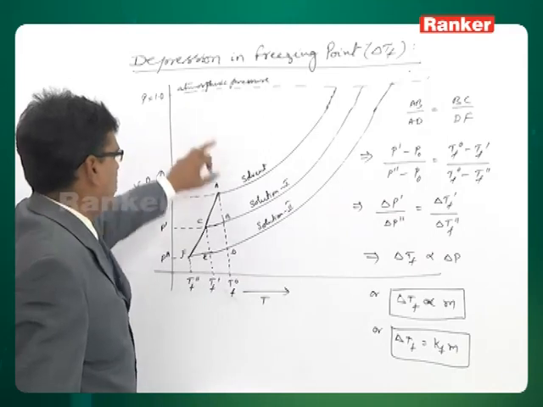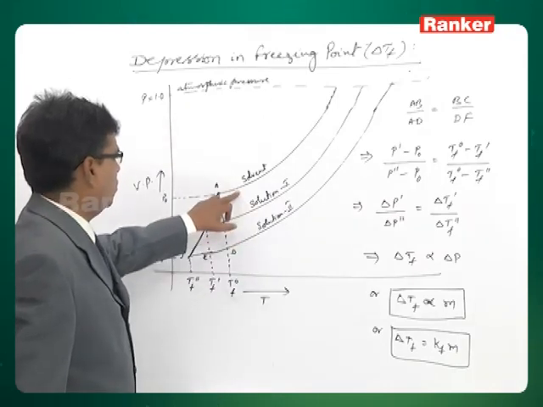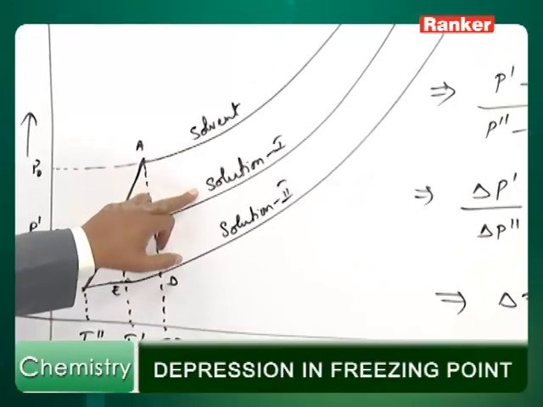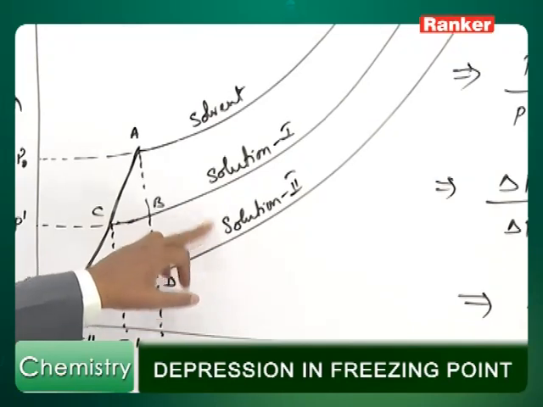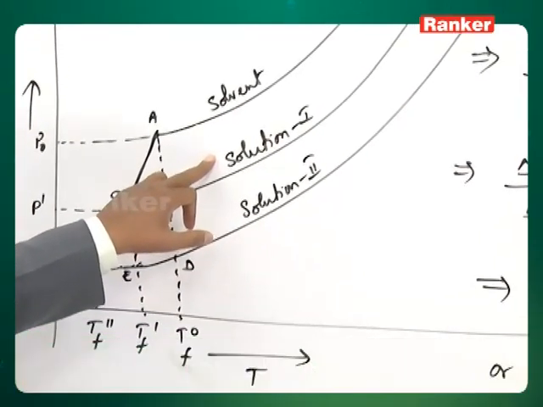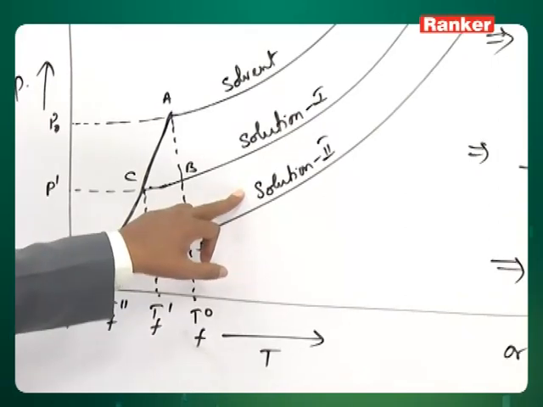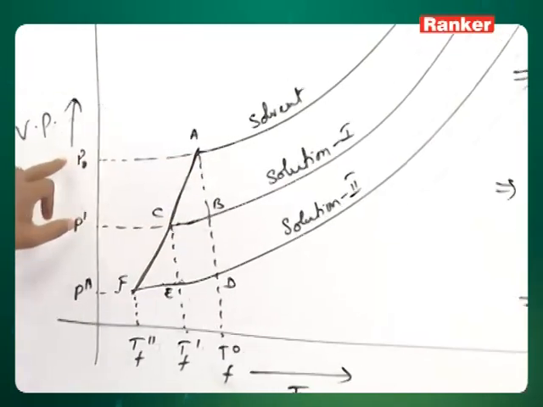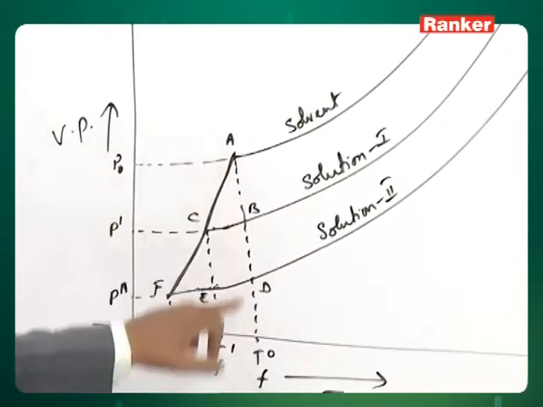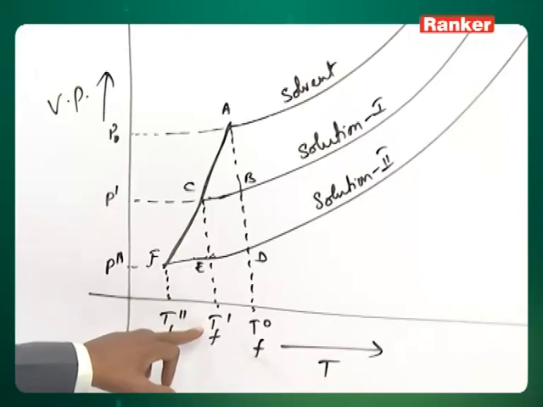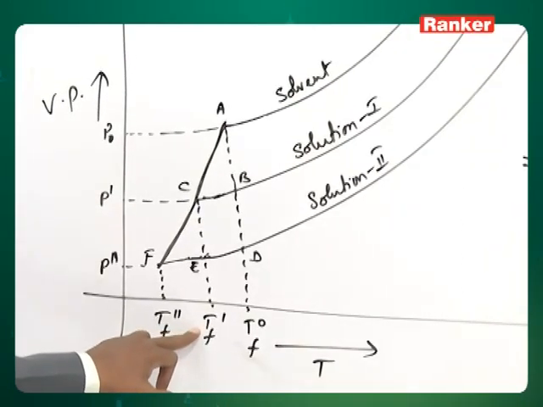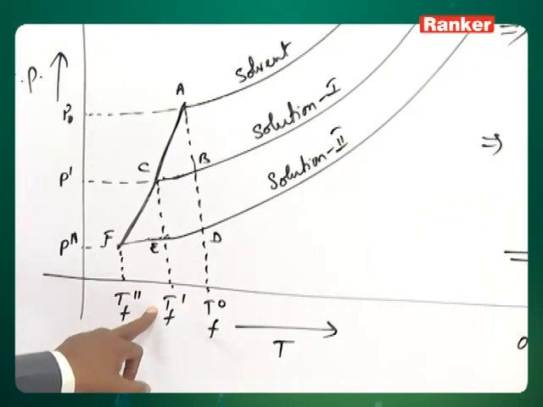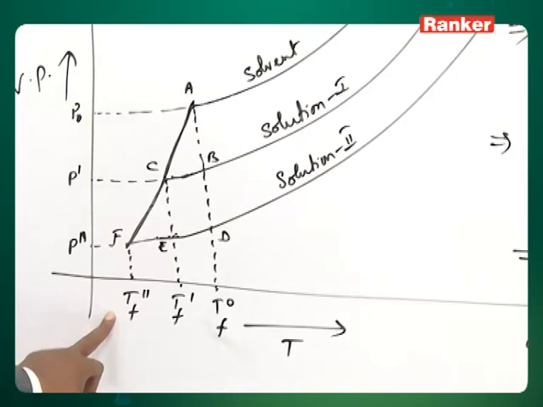As you can see over here, this is a curve that is drawn for vapor pressure versus temperature for a pure solvent. This is for solution 1, this is for solution 2. Again, the solution 1 is less concentrated than the solution 2. Now, as you can see, the solvent freezing point, TF naught, is more than the solution freezing point. This is the freezing point of the pure solvent, this is the freezing point of solution 1, this is the freezing point of solution 2.